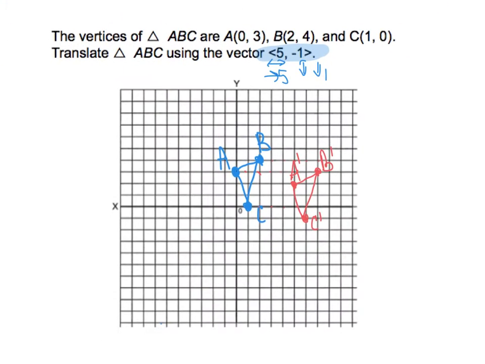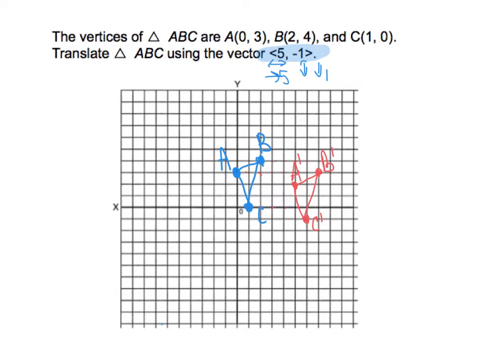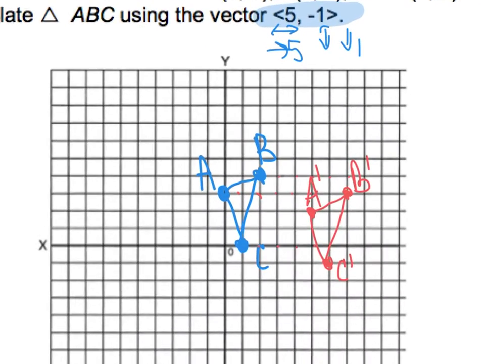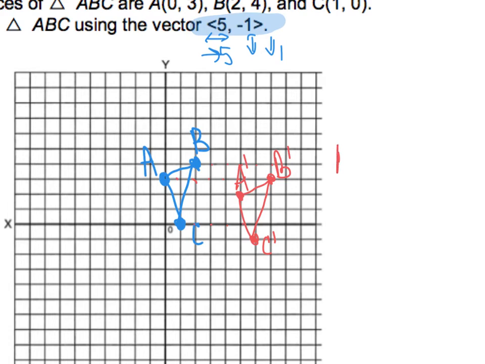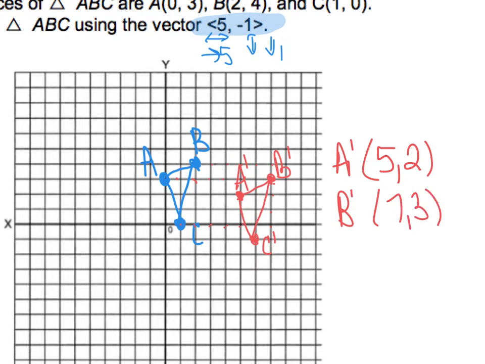So then the last thing that we need to do is find our ordered pairs after that. So point A prime, after we've moved, is at 1, 2, 3, 4, 5, 2. So the ordered pair is 5, 2, where it's at. Point B is at 7, 3, or excuse me, B prime. And C prime is at 1, 2, 3, 4, 5, 6, -1.